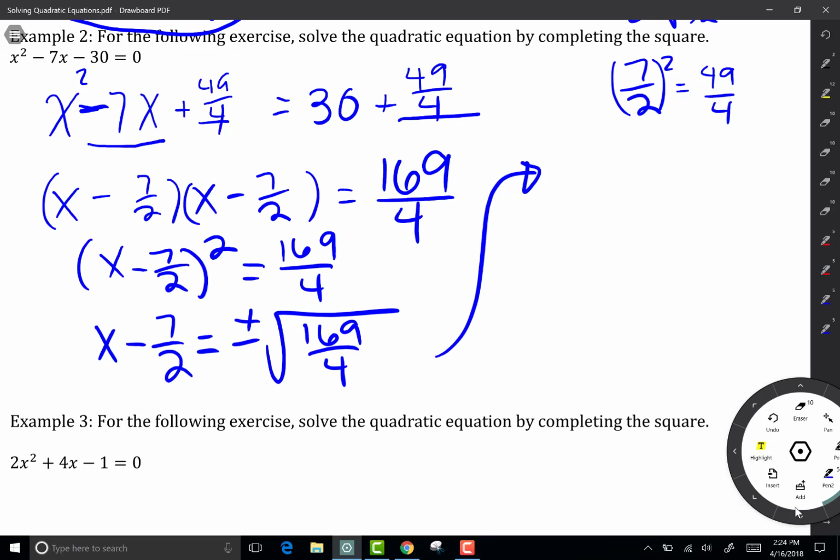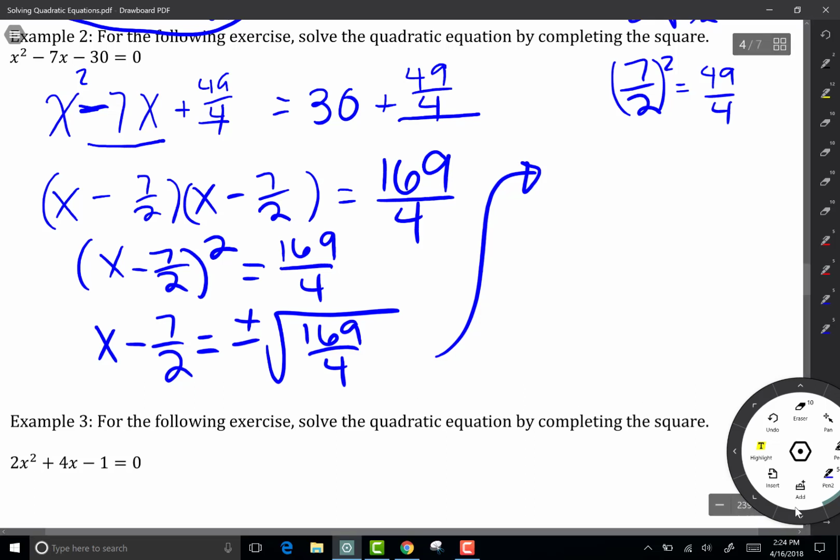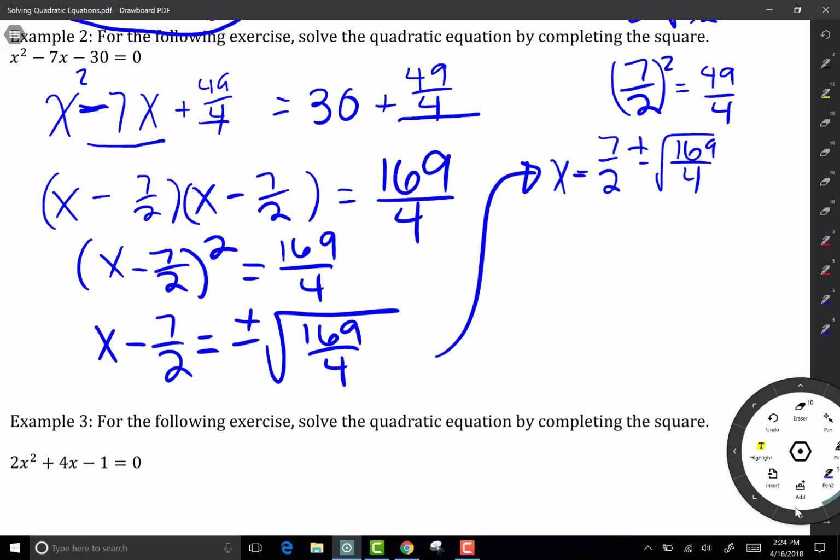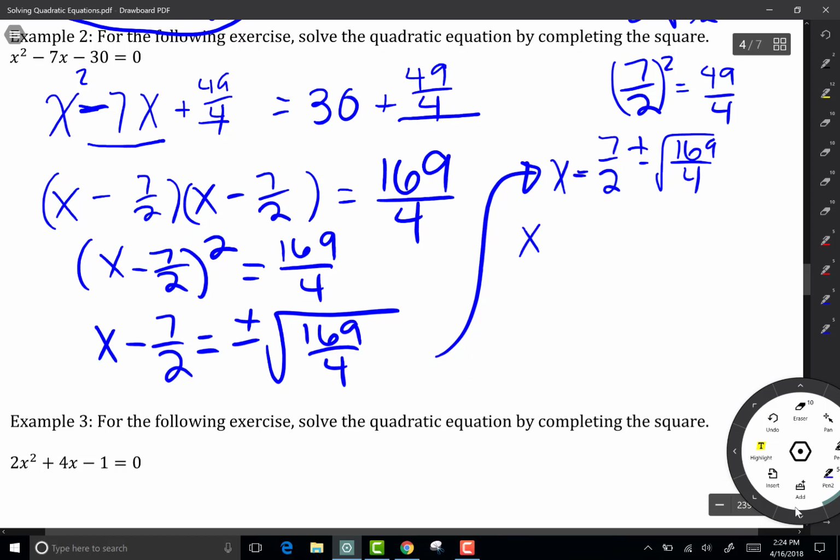Okay, so now I'm going to add 7 halves to both sides, so I get x is equal to positive 7 halves, because I'm adding 7 halves to both sides, plus or minus the square root of 169 over 4. When I square root that, that gives me 13 over 2.